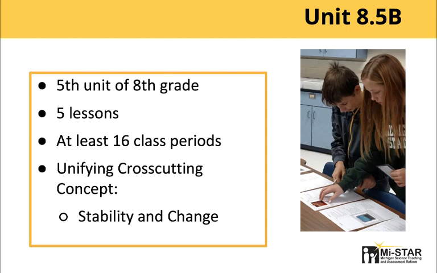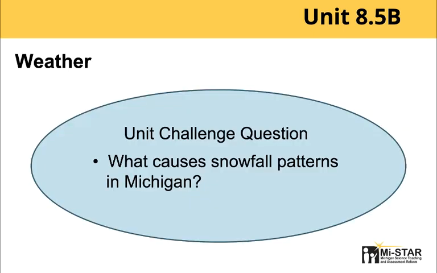Unit 8.5b is an 8th grade unit comprised of 5 lessons, including the unit opener and unit closer, requiring a minimum of 16 50-minute class periods. The semester unifying cross-cutting concept is stability and change. The unit challenge question is, what causes snowfall patterns in Michigan?